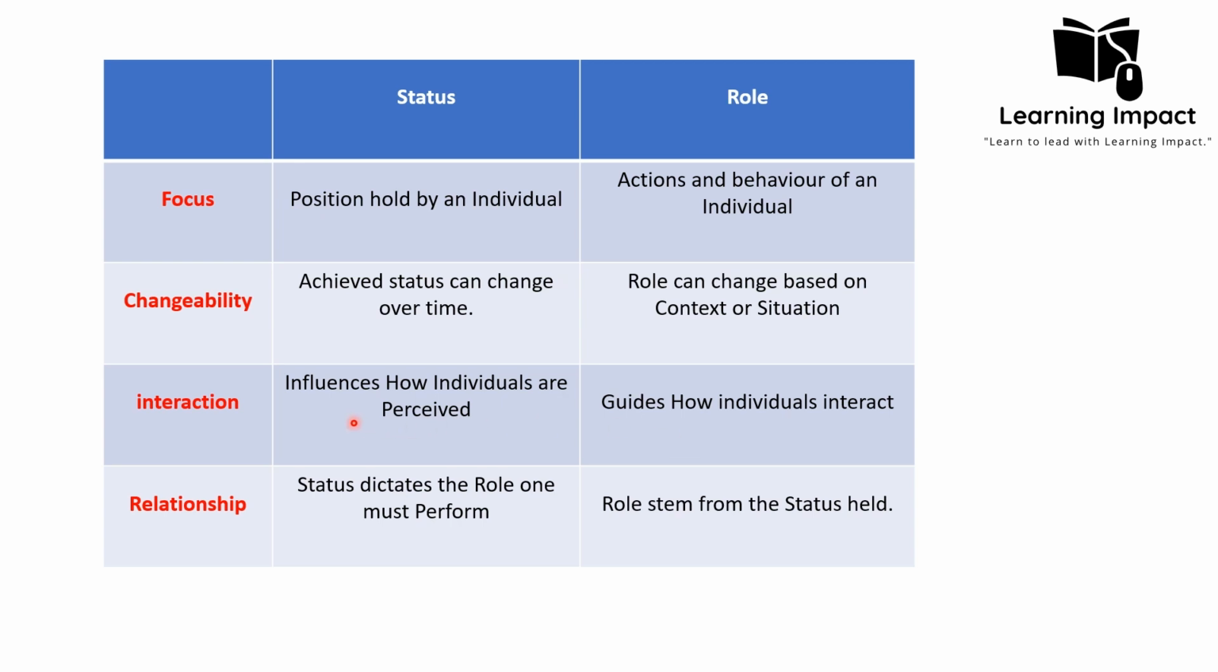And status influences how individuals are perceived. For example, if a person is unemployed and another is a doctor, how does society perceive both of them? They perceive them differently. Society looks at the doctor as more intellectual and successful, and looks at the unemployed as being unsuccessful. So status influences how individuals are perceived in society, and role guides how individuals should interact. Then relationship. Status dictates the role which one must perform. How are status and role related to each other? Status dictates the role which one must perform, and role stems from the status which an individual holds.